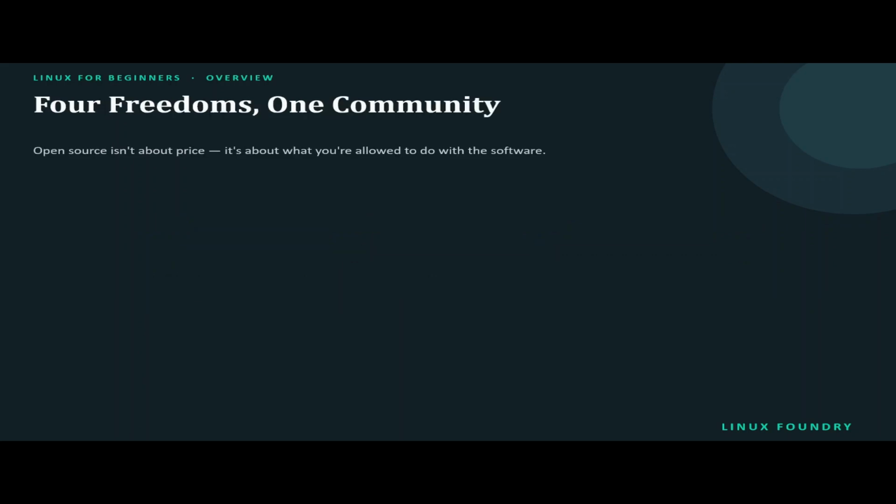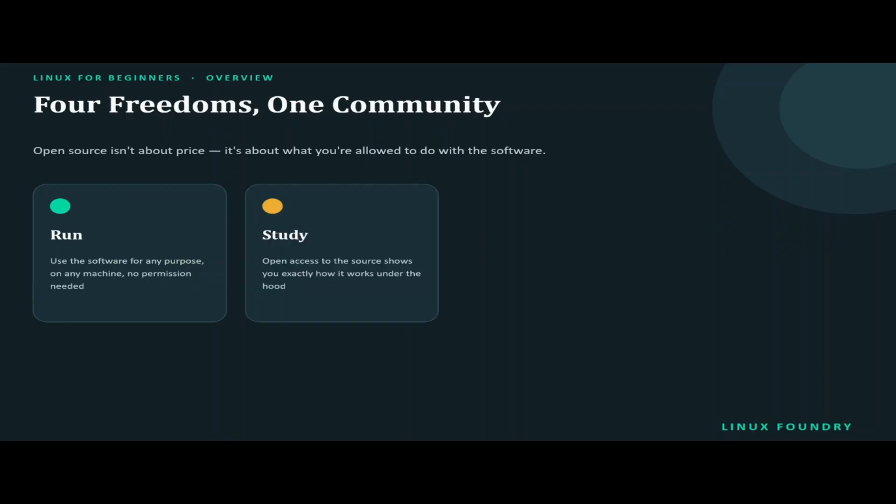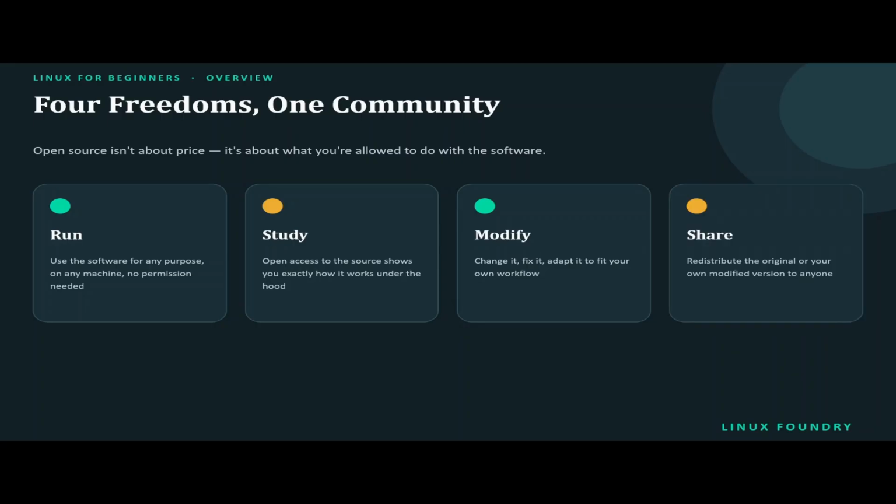Open source isn't about price, it's about what you're allowed to do with the software, and that comes down to 4 freedoms. Run: use the software for any purpose, on any machine, no permission needed. Study: open access to the source shows you exactly how it works under the hood. Modify: change it, fix it, adapt it to fit your own workflow. And share: redistribute the original or your own modified version.